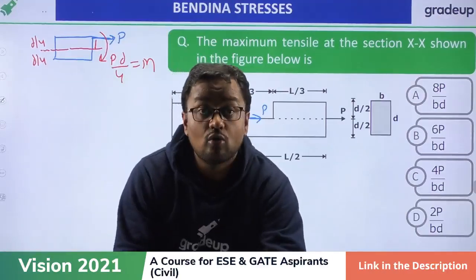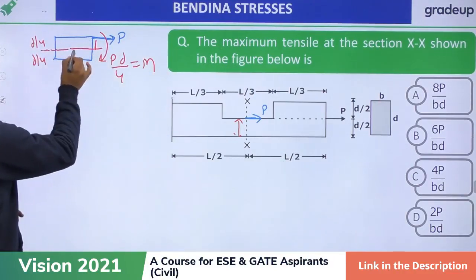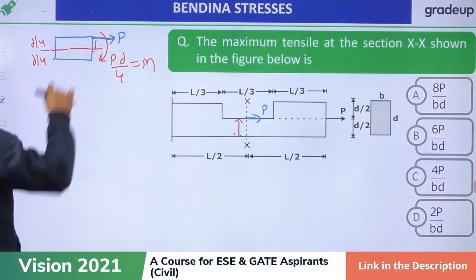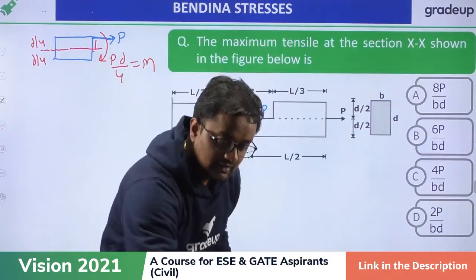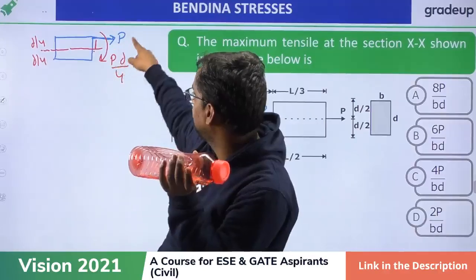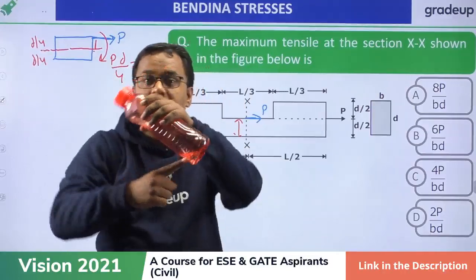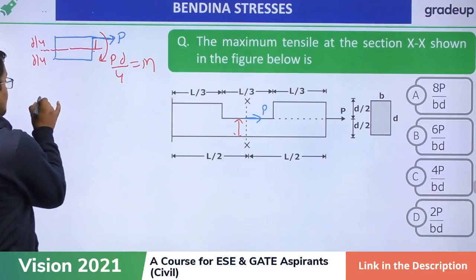So how much is the moment? Moment about this axis, the neutral axis, is P into distance. Distance is how much? D by 4. So this is the moment, this is the force. If I apply this P force, the force is P and the moment is also P into D by 4. So both are acting. So what is the stress?